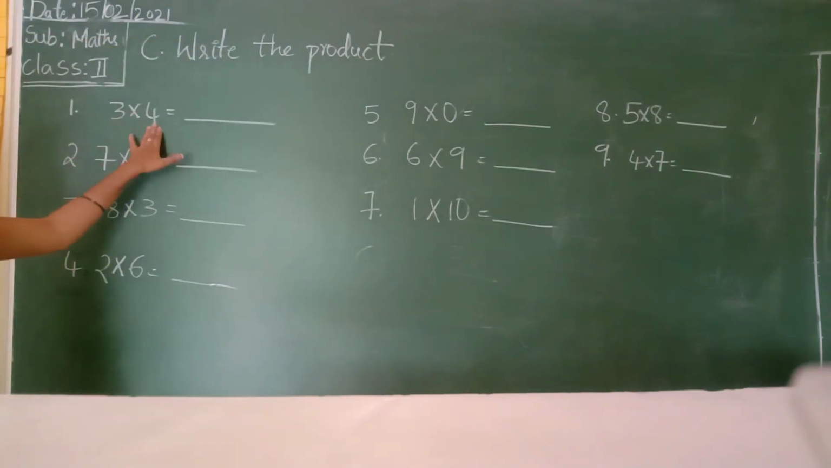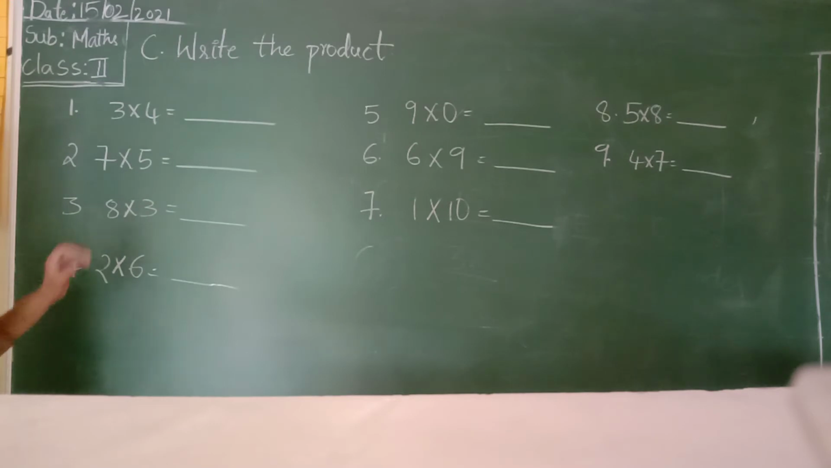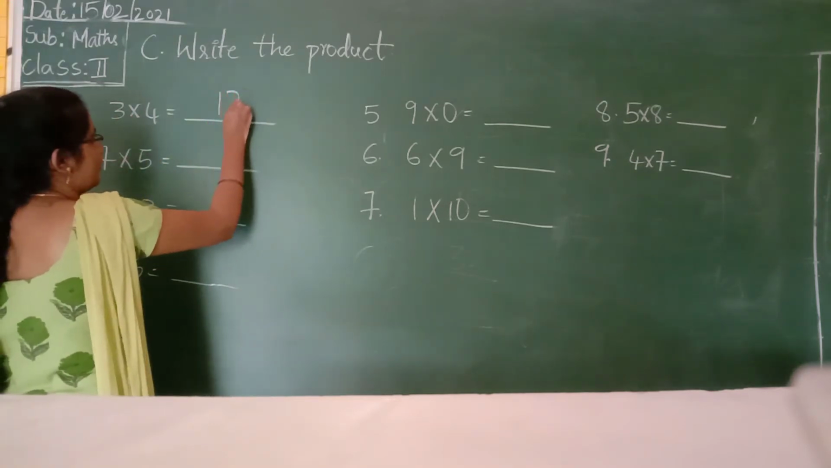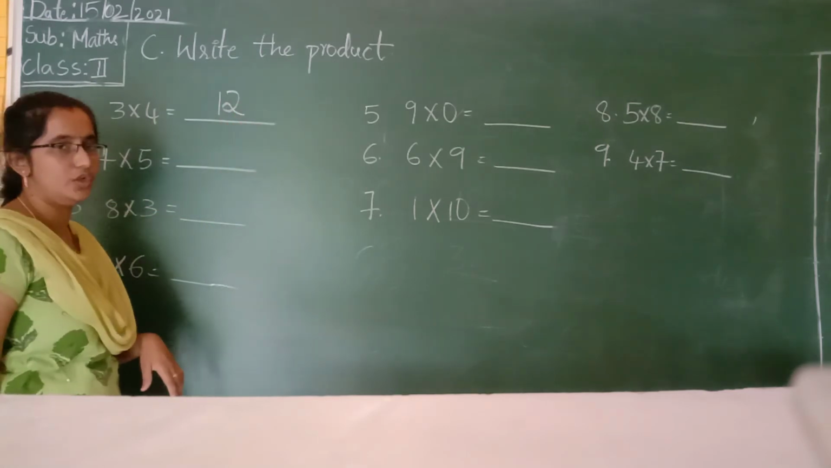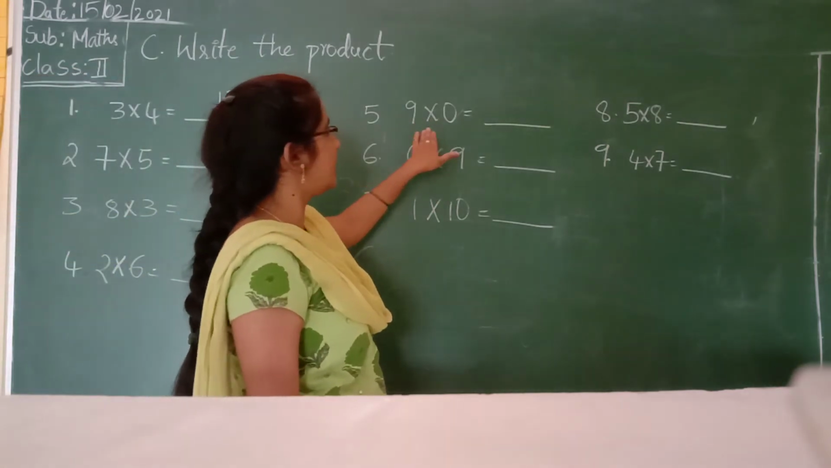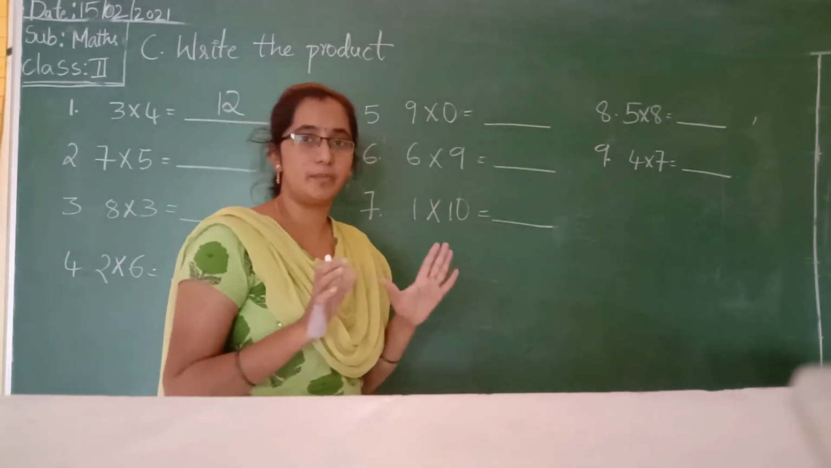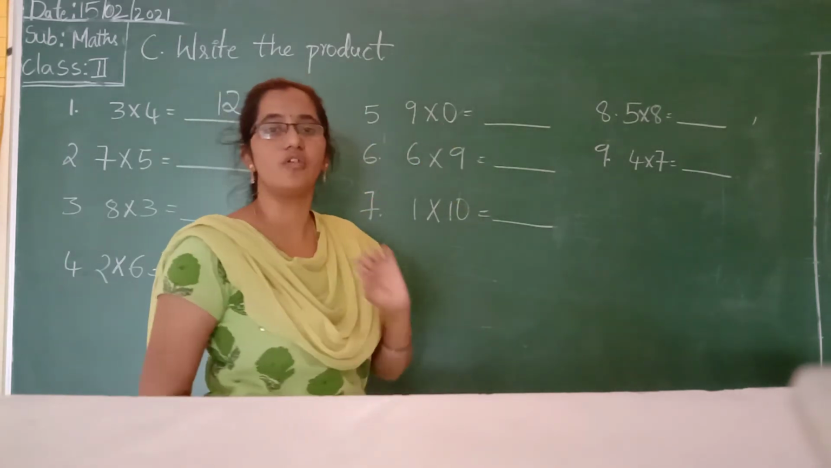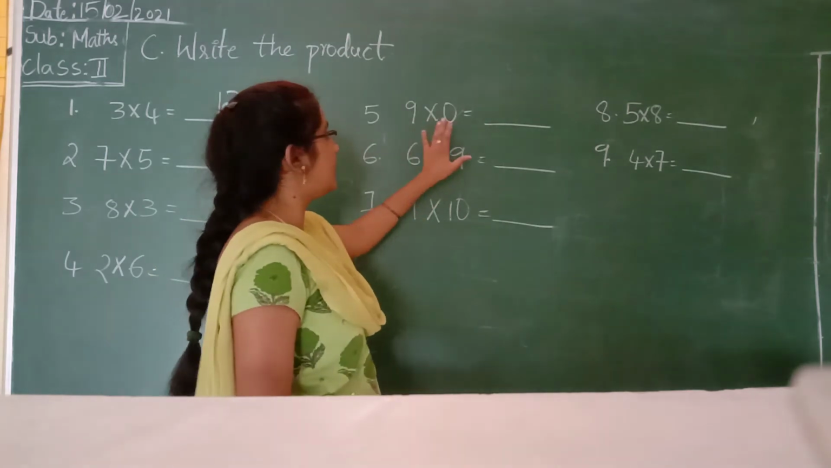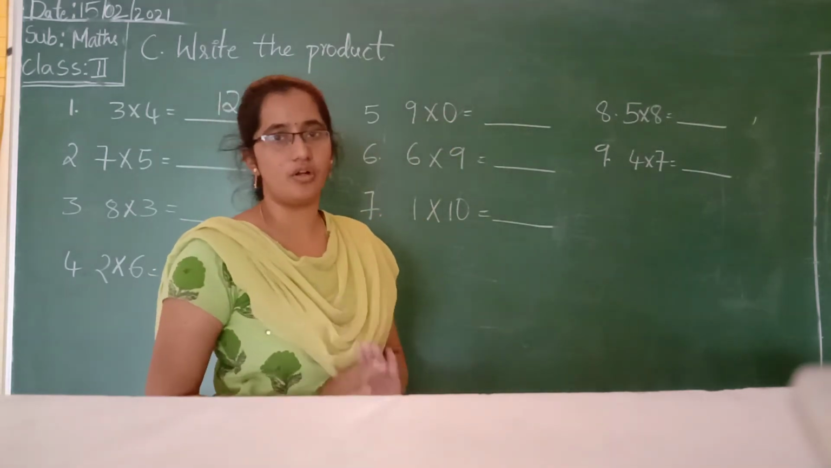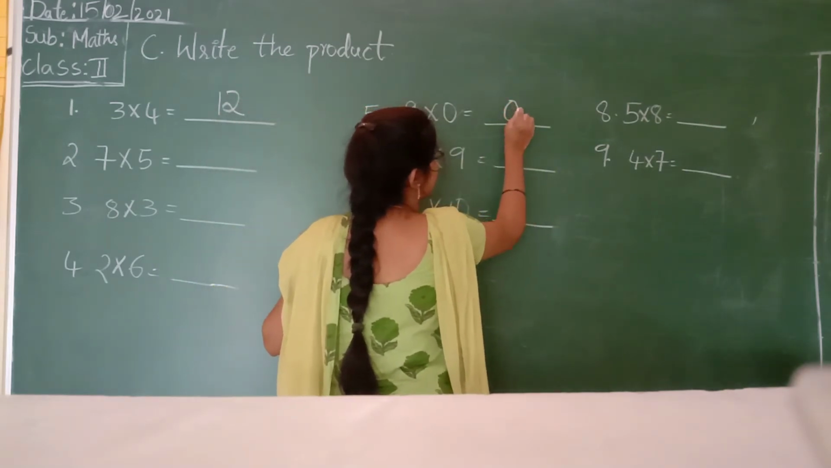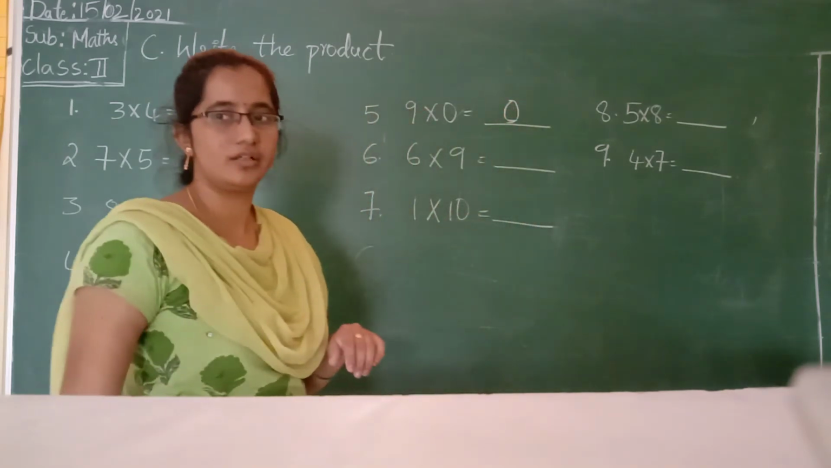3 into 4. What is 3 times 4? 3 into 4 is 12. Next, 9 into 0. A number multiplied with 0 is always 0. That is a property of multiplication. The answer is 0.